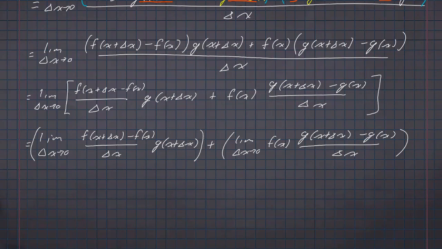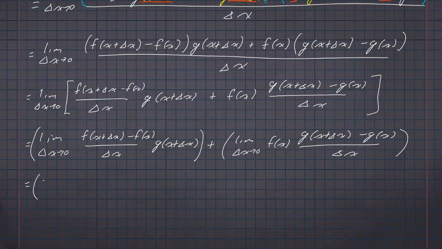And now the limit of a product is the product of the limits. I have to worry about that on the first limit. On the second limit, that f of x is constant with respect to delta x. And to save myself a little bit of writing, I could just bring it out. But I'm going to try to write this symmetrically. I think it'll be a little bit easier to follow.